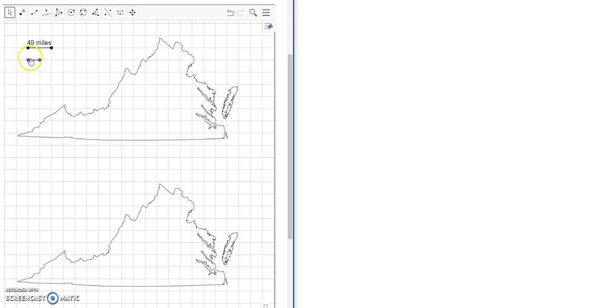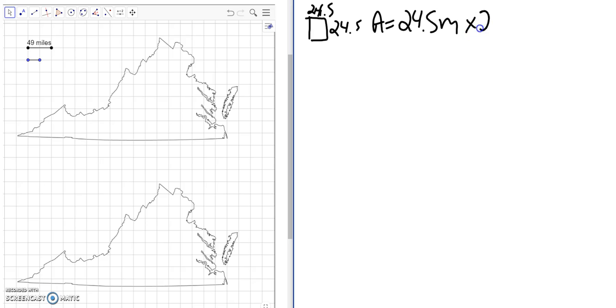So if I think about what's going on with an entire square, I'm going to draw that over here. I know that this would be 24.5, this would be 24.5, and so I know that the area would equal 24.5 miles by 24.5 miles, and that each square would then represent 601 1/4 square miles. So now it's a matter of just figuring out how many squares do I have in this.